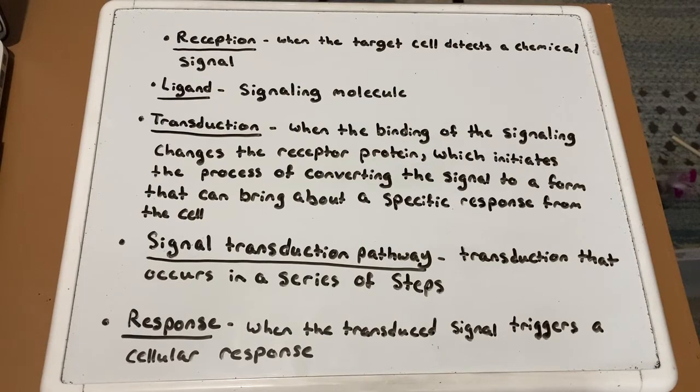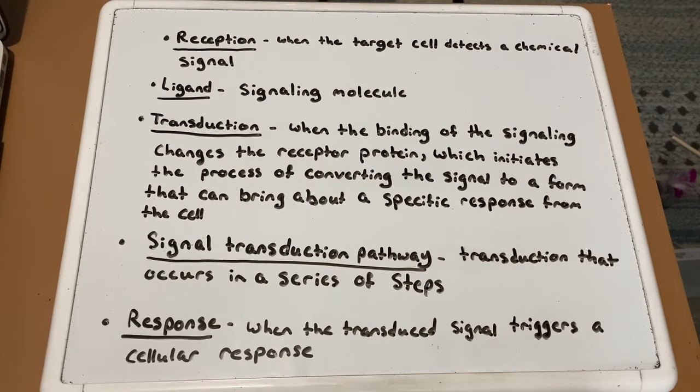Now the first stage we will begin with is reception, and reception is when the target cell detects a chemical signal. The signal detected is the signaling molecule released from the cell that sent the message, which is also known as a ligand. Now a ligand is something that specifically binds to another molecule, and this ligand will then bind to a receptor protein and will either promote or inhibit enzyme activity.